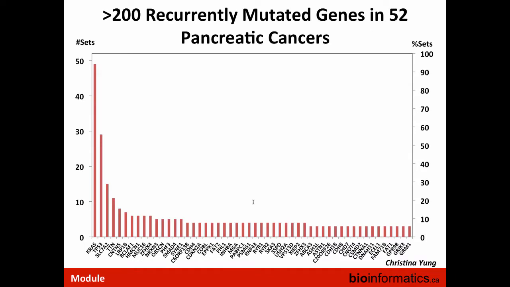So there are many efforts underway globally to sequence the genomes from patients with many different types of disease. In this example, I'm talking about mutations derived from pancreatic cancer, and we can use network analysis here to help interpret these data sets.